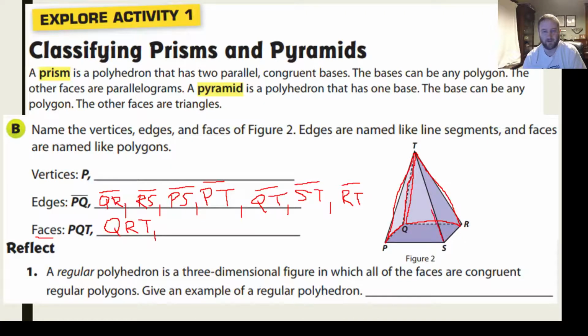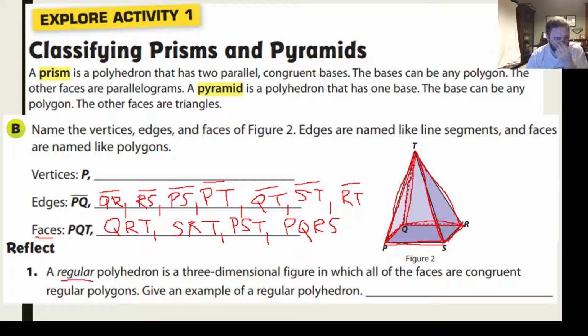Okay, now there's the triangular face on this side. That's SRT. Then there's the triangular face on the front. That's PST. And then there's one more face that we're forgetting here, and that's the base. The base, though, is a rectangle, right? So there's 4 letters that we need to write for this, and that is PQRS. PQRS. That's the last face we need to write.